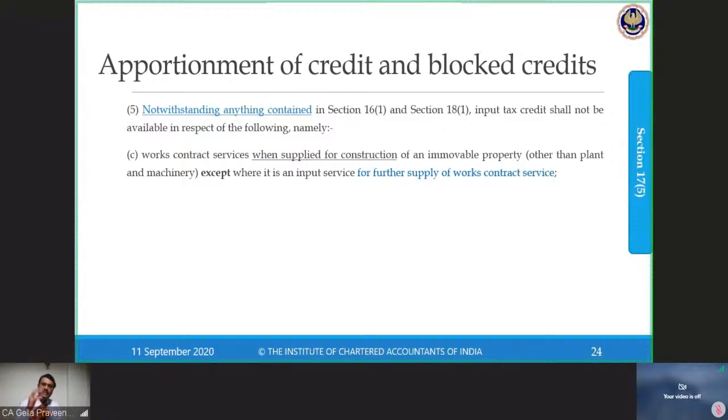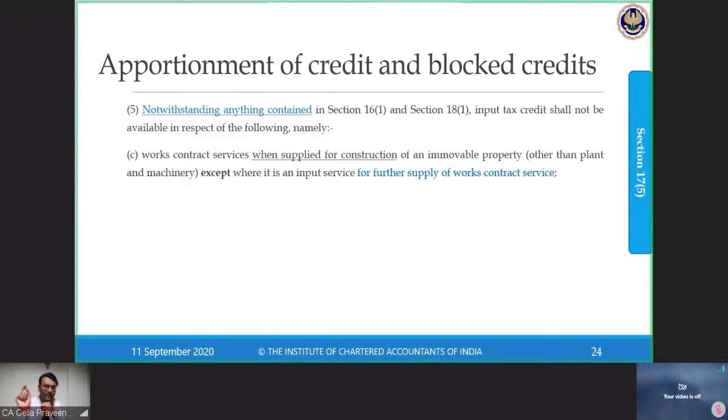Is it restricted? Now, works contract service, first definition, when we read section 112, it clearly says that there are 13 activities which are all covered under the works contract. So works contract is restricted in clause C, except for supply of works contract service, except where it is an input service for further supply of works contract. So if I use that particular service for further supply, I am a contractor, I am a subcontractor. I got a contract from a company. In turn, I gave a contract to a subcontractor. So when the subcontractor bills on me and I bill on the company, I being the main contractor, I can take the ITC. That is what it says.